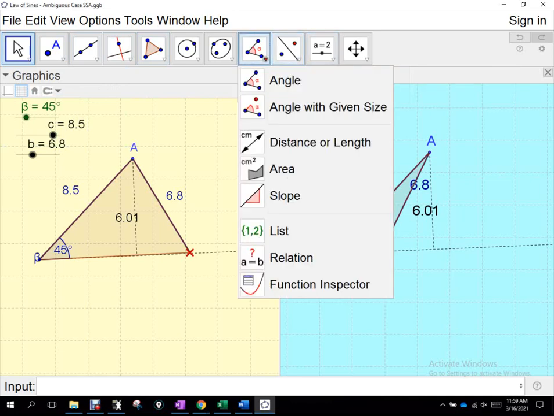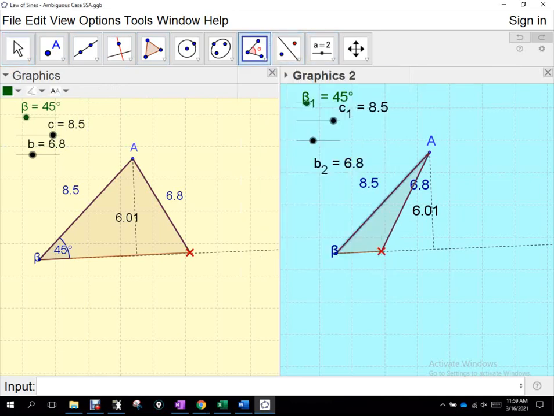Okay. You still have the parts that were required. This is still this angle right here. Oh, it won't let me call that angle, but it's still this beta 1 here. It's still 45 degrees. This segment right here is still 8.5, and this segment right here is still 6.8, just like these two were, right? Are those two completely different triangles, though?